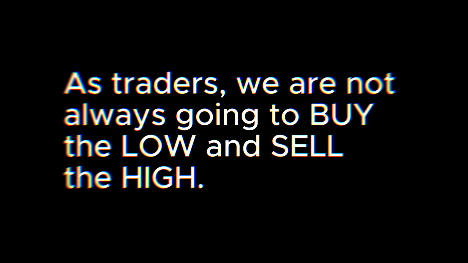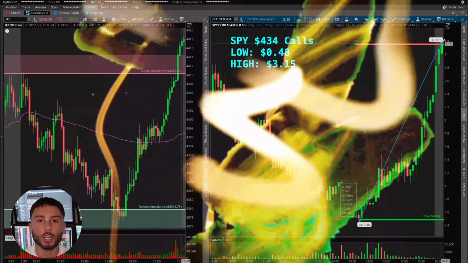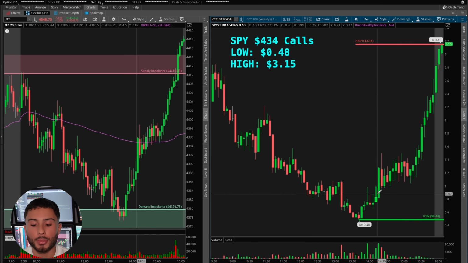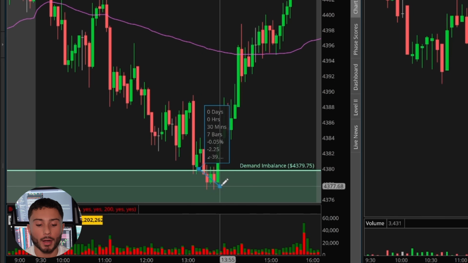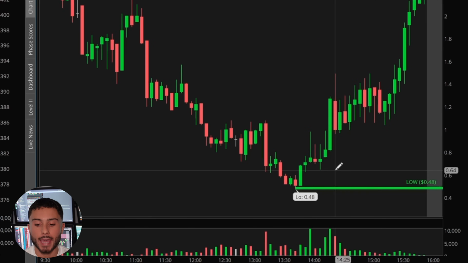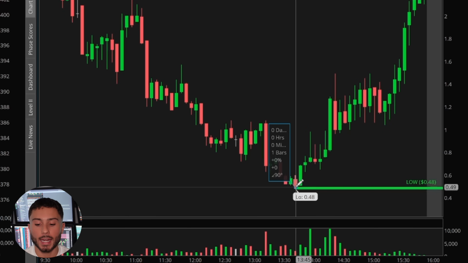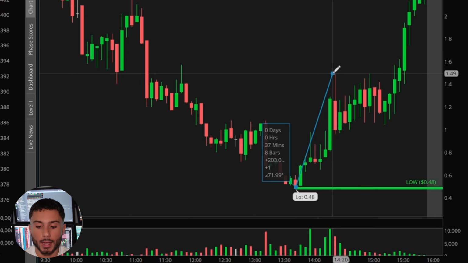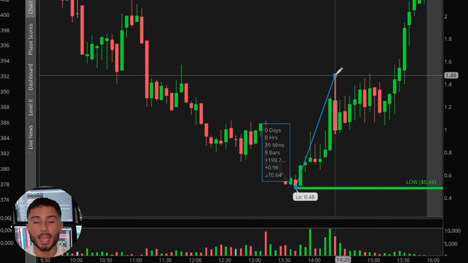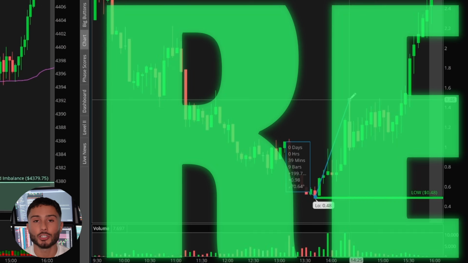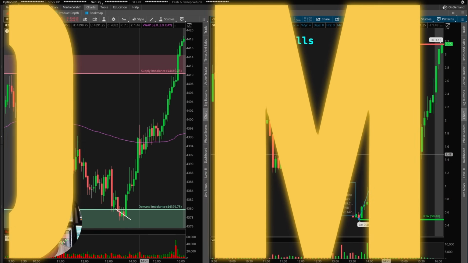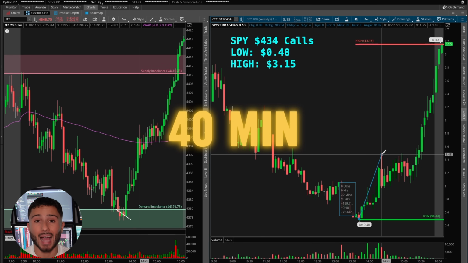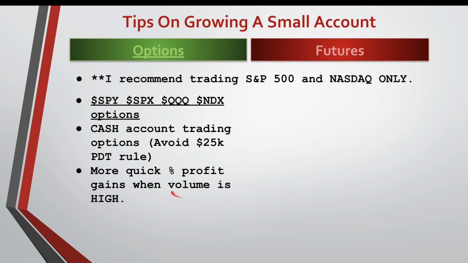Now, as traders, we are not going to ever buy the low or sell the high. We are just looking to catch a portion of this move. Hypothetically speaking, if we were to buy the market at this level of demand and capitalize on an upside rally in a quick 40-minute period, these went to a high of $1.48, increasing by $1. That is a 200% return in about 40 minutes time trading options. These offer quick percent profits when the volume is high and you get the direction correctly.